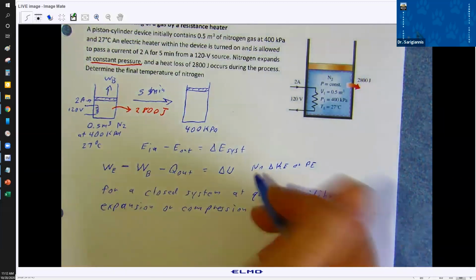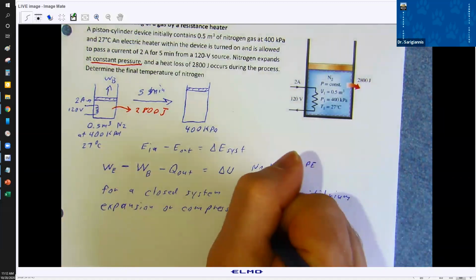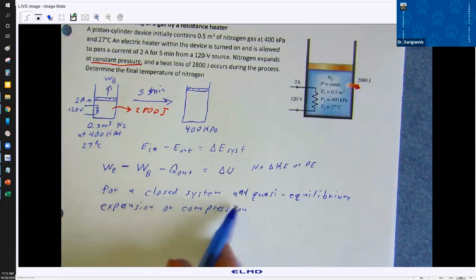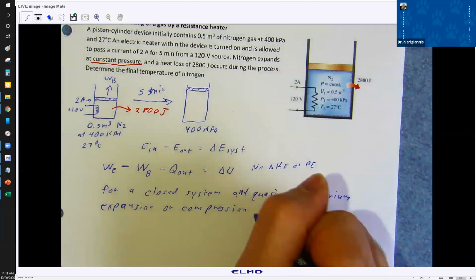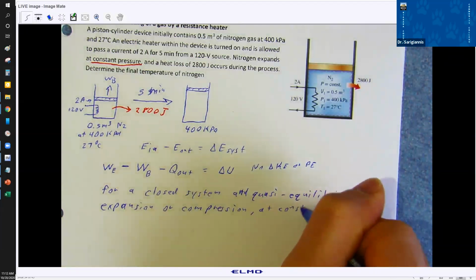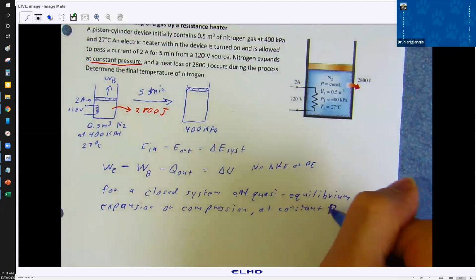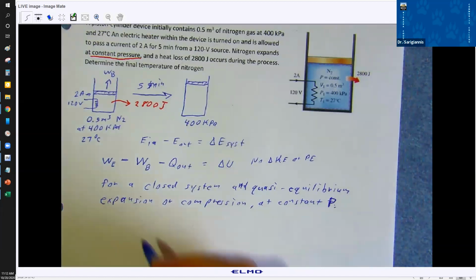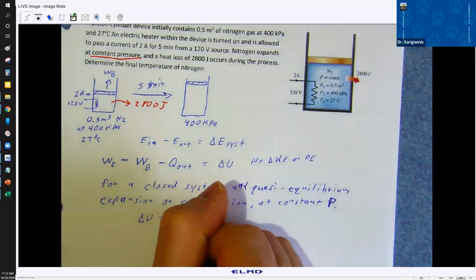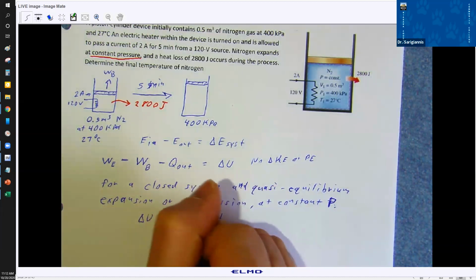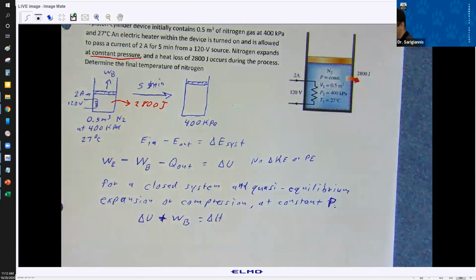For a closed system, I guess this should technically be "and", not the best, but I put "at" when it should be. For a closed system undergoing a quasi-equilibrium expansion or compression at constant pressure, sorry, geez, we're at constant pressure, we have the following relationship, right? We have delta U plus the boundary work equals delta H. I can't read my own handwriting, which is a problem.